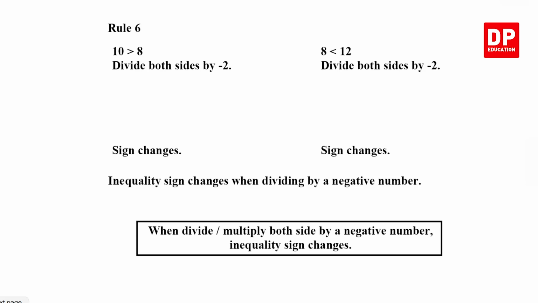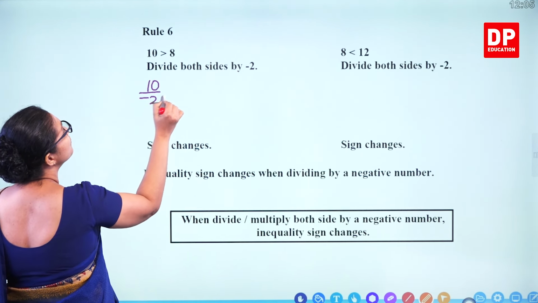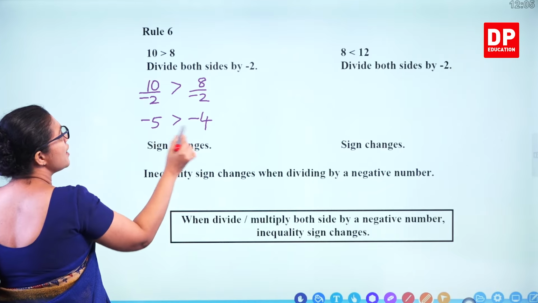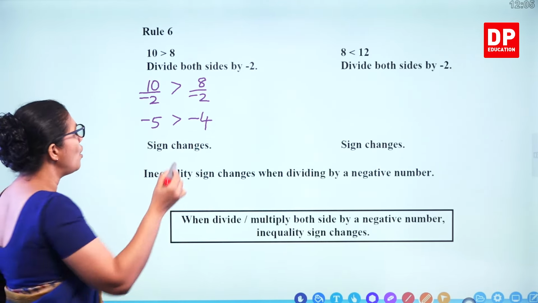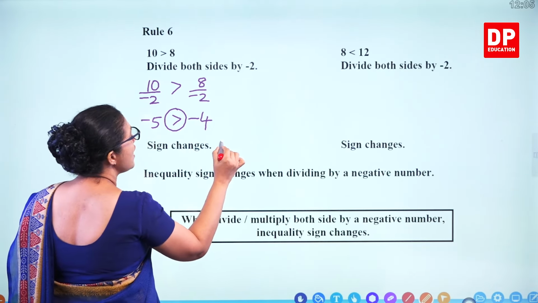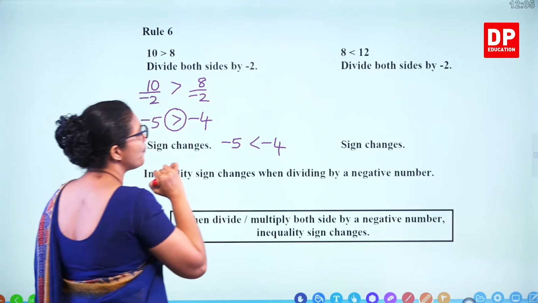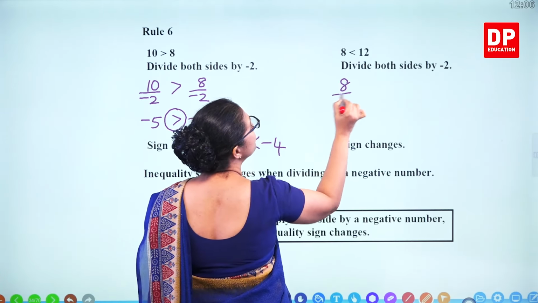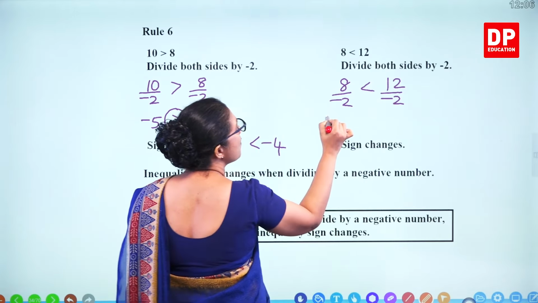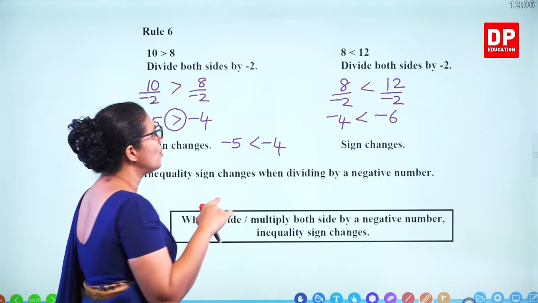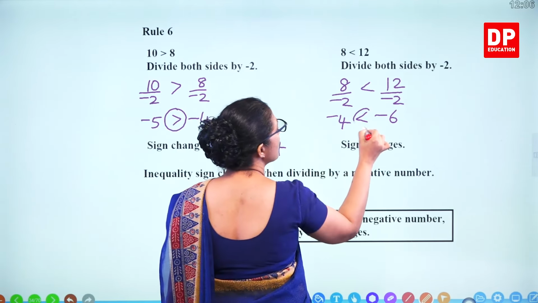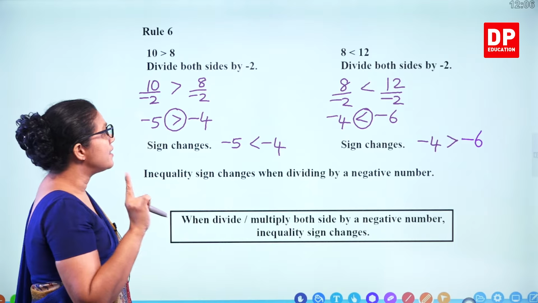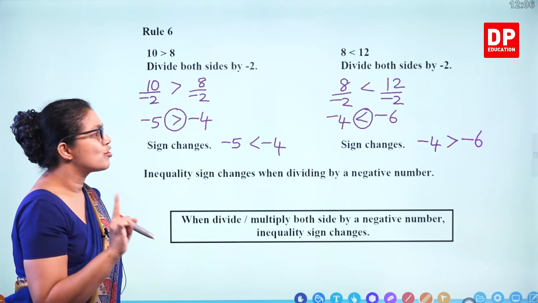The next rule, we'll divide by a negative number and see. 10 divided by negative 2. 8 divided by negative 2. You get minus 5 here and here minus 4. What can you say about this? Is minus 5 greater than minus 4? That's wrong. So you need to change the sign. So minus 5 is less than minus 4. And take this one, 8 less than 12. Divide both sides by minus 2. You get minus 4 and minus 6. Is it true? Minus 4 is less than minus 6? That's wrong. So you have to change the sign. Minus 4 is greater than minus 6. So when you are dividing by a negative number, you have to change the sign.